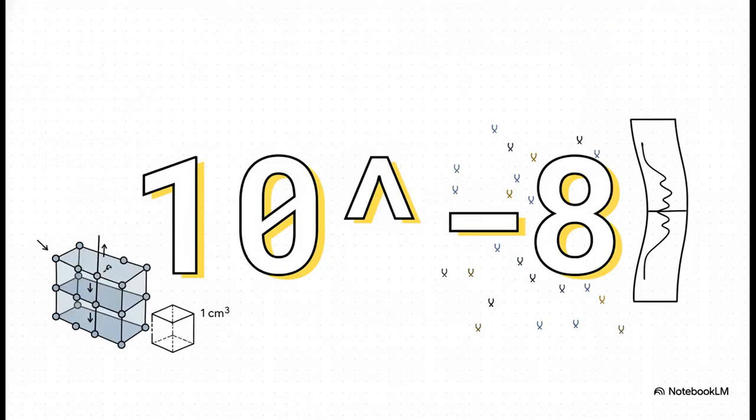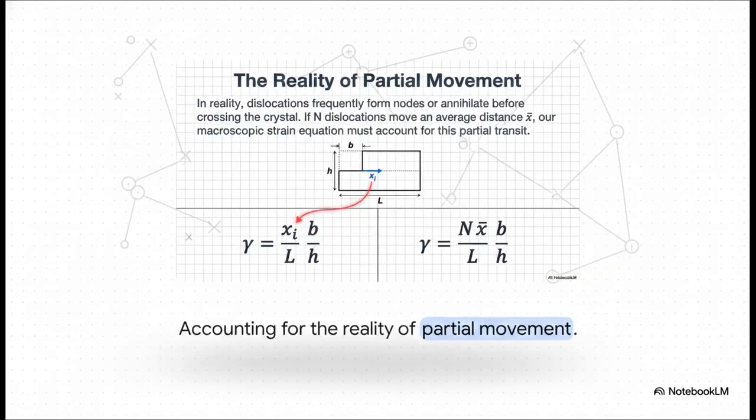If just a single edge dislocation passes all the way through this 1 centimeter cubed space, the resulting shear strain is an unbelievably tiny 10 to the negative 8th power. I mean, that is practically 0. So you've got to ask yourself, how on earth do we actually get visible macroscopic deformation from such insignificantly small microscopic movements? Well, let's look at the physical reality.